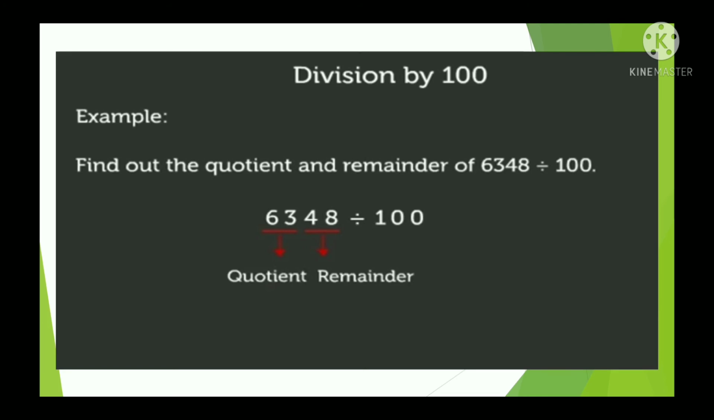So find out the quotient and remainder of 6348 divided by 100. Because we are dividing by 100, we will see the last two digits, which is ones and tens place, will become the remainder and the remaining digits, which is 63, is the quotient. So we can say quotient is equal to 63 and remainder is equal to 48.